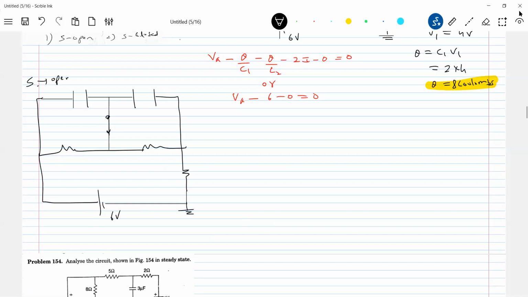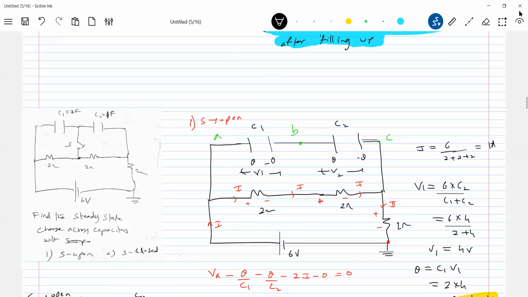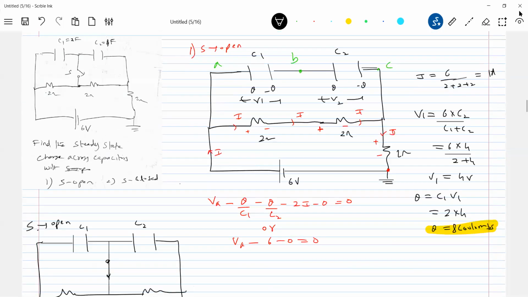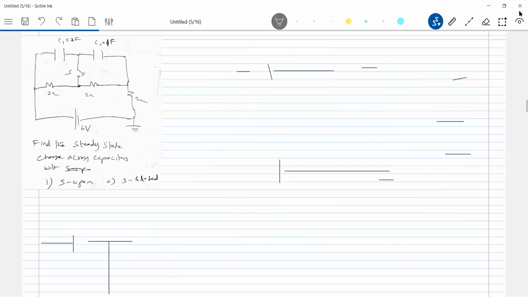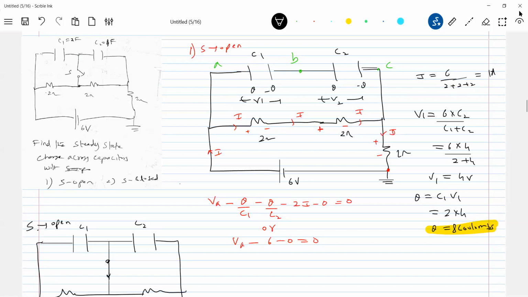Sir, in the previous one, VAC is 4, but how is V1 formed? Both equations are not satisfying, sir. Which equations? Sir, here you wrote VA minus 6 minus 0 equal to 0 and VA minus Q by C1, that one. There is no unknown there, sir. Sir, VAC is 4, sir.